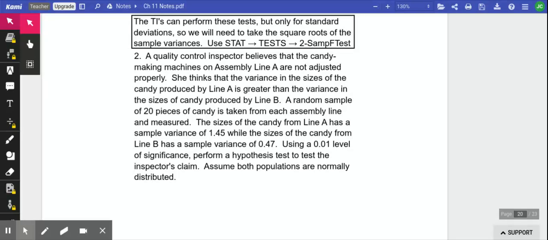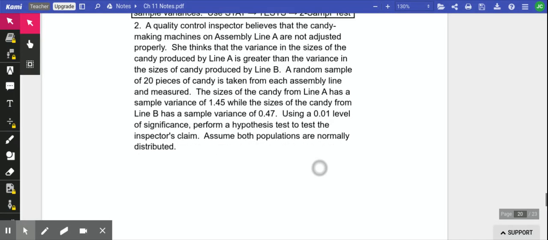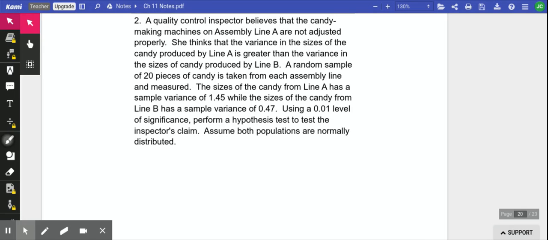All right, let's get to the calculator for these. So the TIs can perform these tests, which is great news, but it can only do it for standard deviations. So you'll see it when we get to the menu, but you have to put in standard deviation. You can't put in variance. So you just have to take the square root of the variance. The way you find this, it's in stat tests and is a 2-sample F test. So pretty easy to find. All right, so let's check this one out.